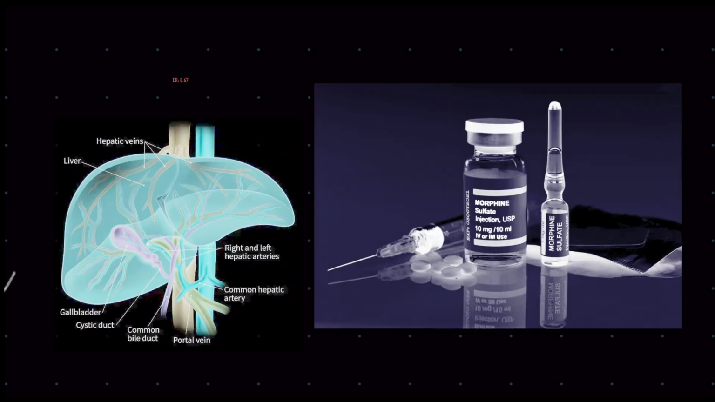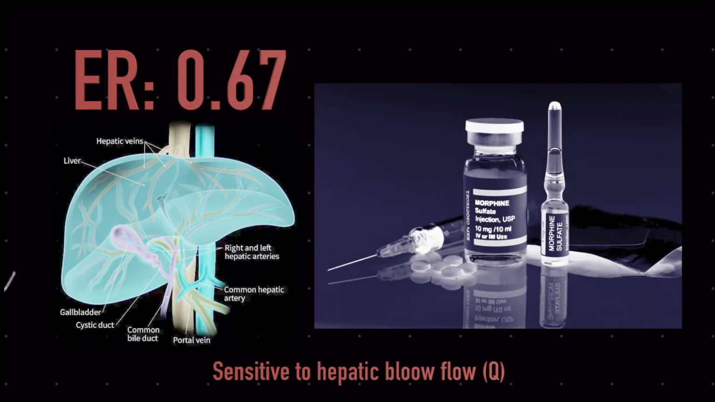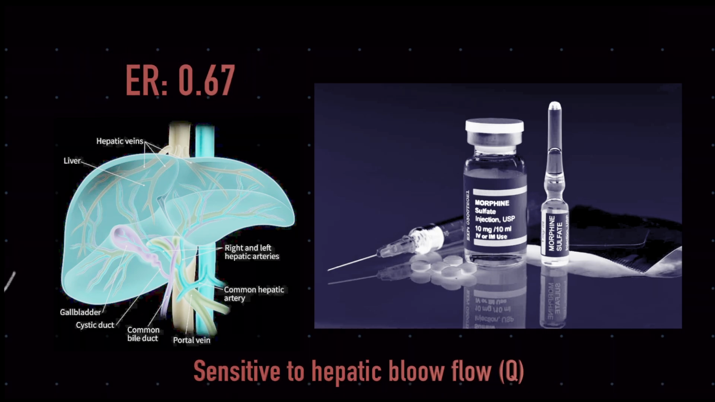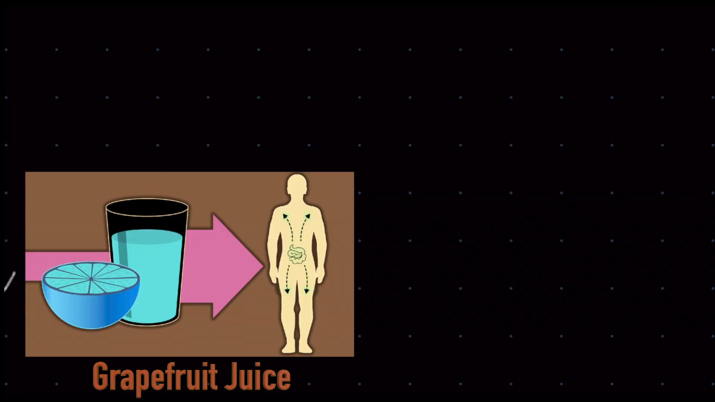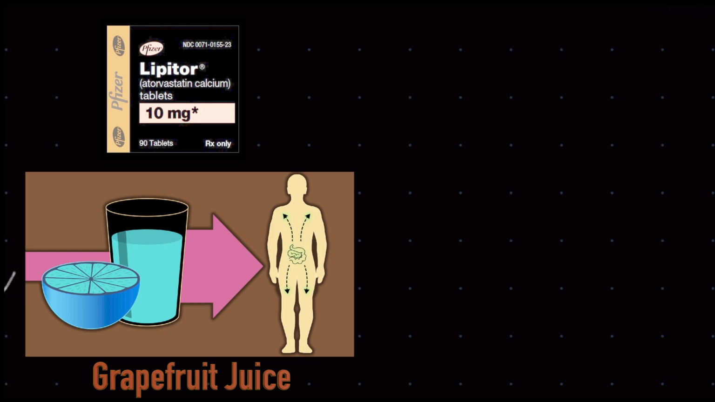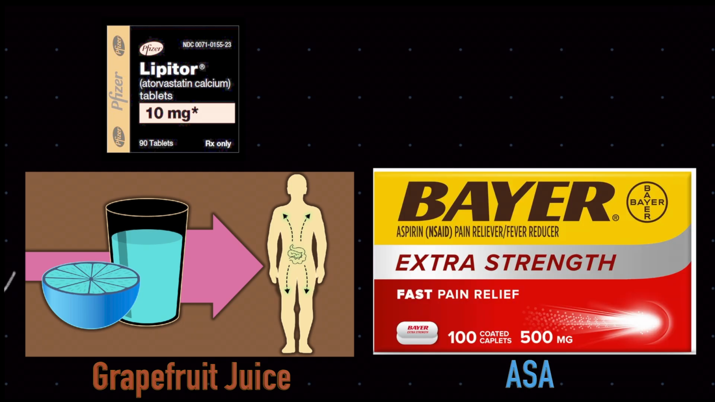Influence of hepatic blood flow on morphine. Morphine, which also has a high extraction ratio, has a variable bioavailability that is highly sensitive to changes in hepatic blood flow. Reduced blood flow due to heart failure, for instance, would lead to increased first-pass metabolism and reduced effectiveness when taken orally. Fun facts: grapefruit juice inhibits enzymes responsible for drug metabolism in the liver, increasing the bioavailability of drugs with high extraction ratios, like simvastatin, which can lead to unexpected side effects.